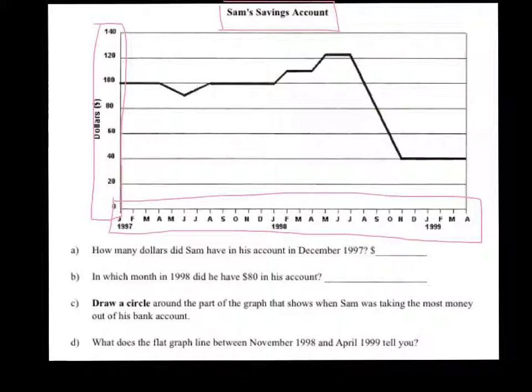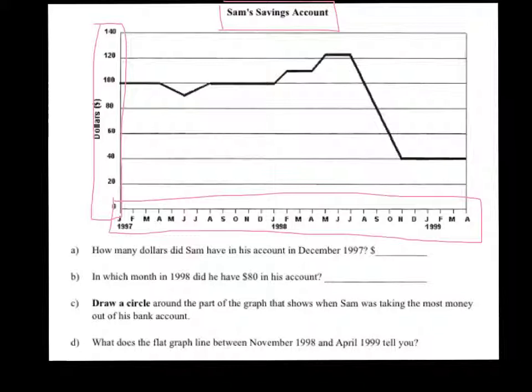In which month in 1998 did he save $80 in his account? So what I need to do is have a look along here. When is it at 80? And I can see it crosses 80 just here. So again, I'm using both the axes, the y-axis, to give me the information, because I need to go on here. Here's 80. And I can see very quickly that is September of that year.